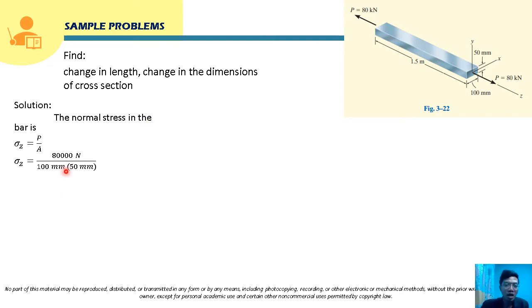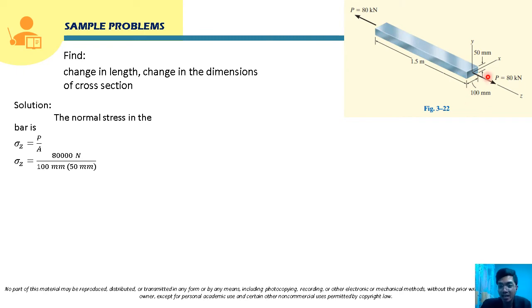If you are getting confused about the units, it's better to write the units beside the magnitude, or the value of the quantity. So for force P, that is 80,000 newton over the area. The cross-sectional area here is where the normal force is perpendicular. So this is that area, the cross-sectional area.